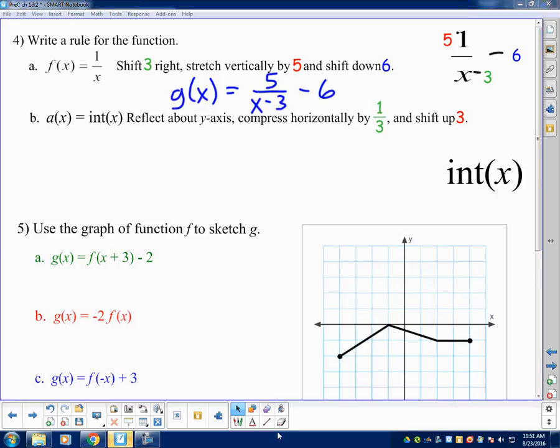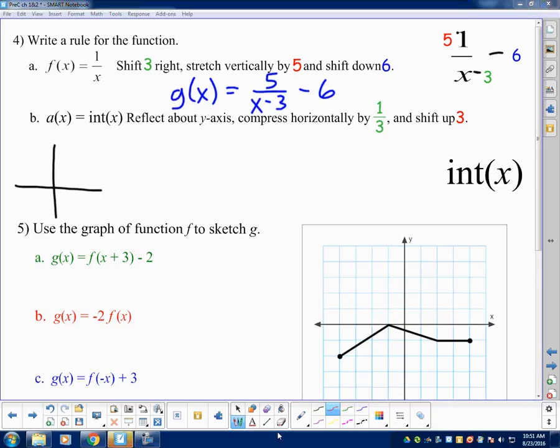All right, B, a of x equals int x. That's the greatest integer function. The greatest integer function is the step function. What it does is it pulls back any value you plug in to the previous integer. So for example, if you plug in 0.1, it would give as an output 0. If you plug in 0.5, it will give 0, and so forth and so on.